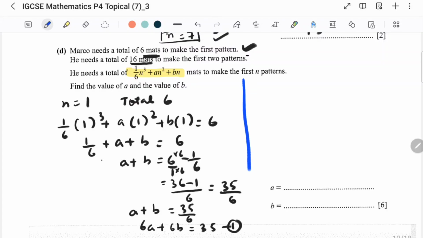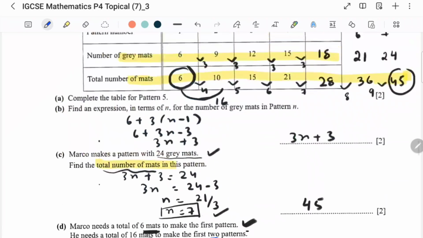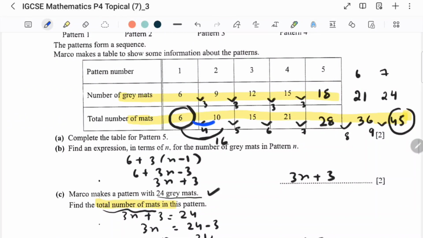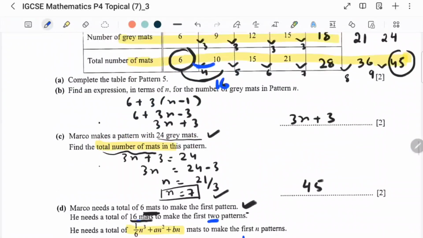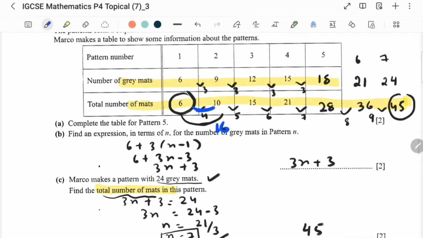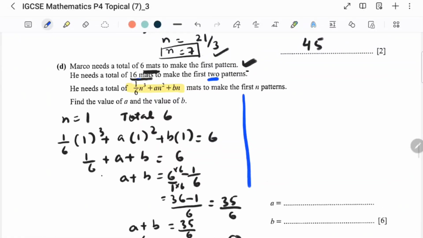Right now, 16 mats to make the first two patterns. We can see also that in 2 patterns the total of 6 plus 10 is 16. If they talk about 3, then you do 16 plus 15. Alright, so here n is equal to 2 and the total is equal to 16. Put it into the formula.